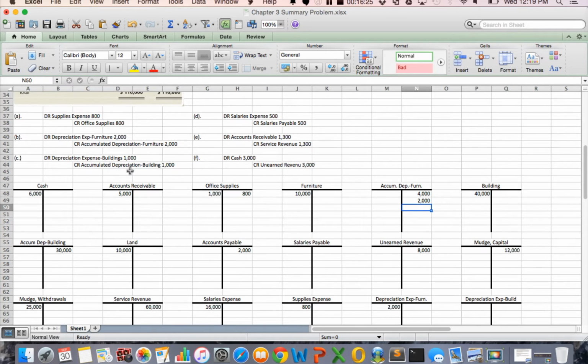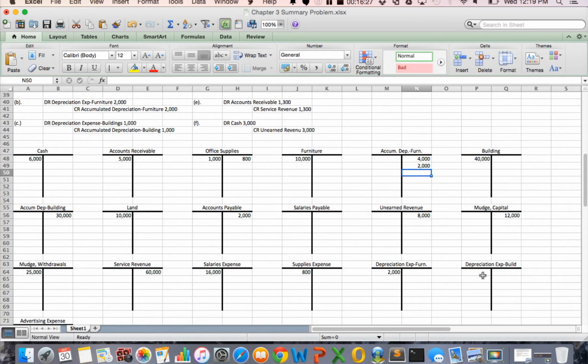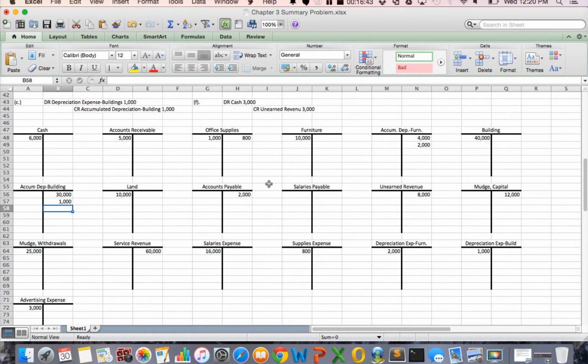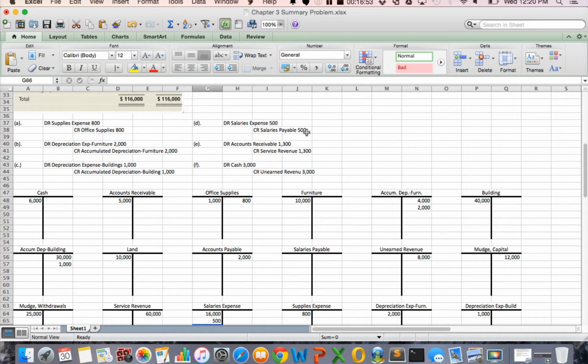C, debit to depreciation expense buildings. Depreciation expense buildings, debit, $1,000. Credit to accumulated depreciation building, $1,000. Okay. Debit to salaries expense, $500. Find salaries expense, that's supplies. Salaries expense, $500. Credit to salaries payable, $500. Salaries payable, credit side, $500.